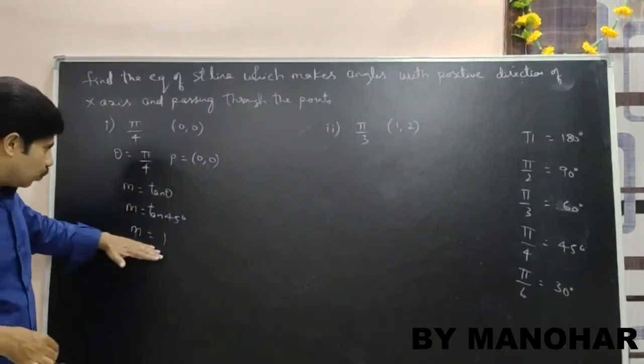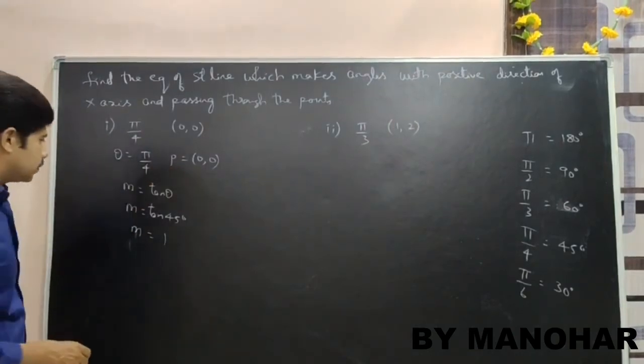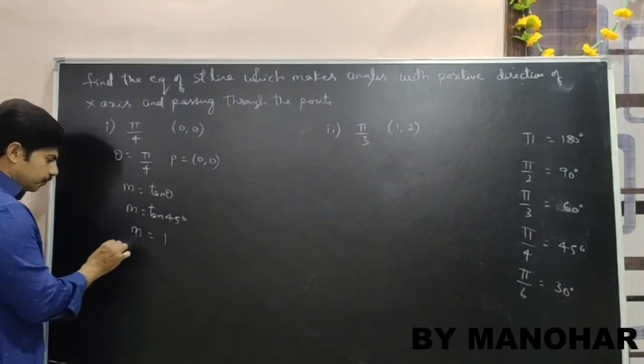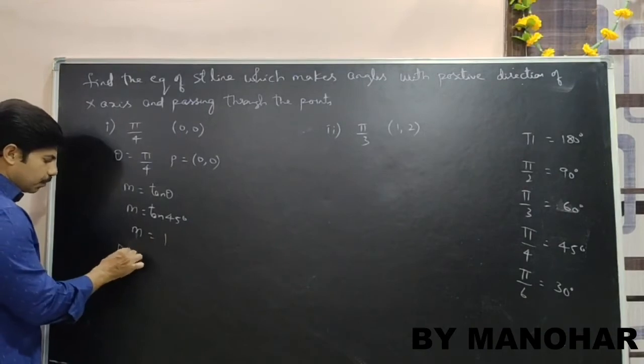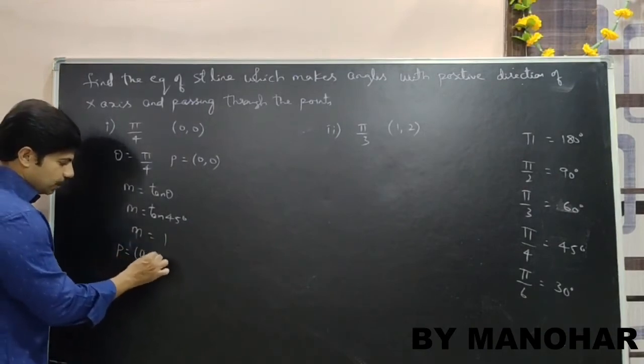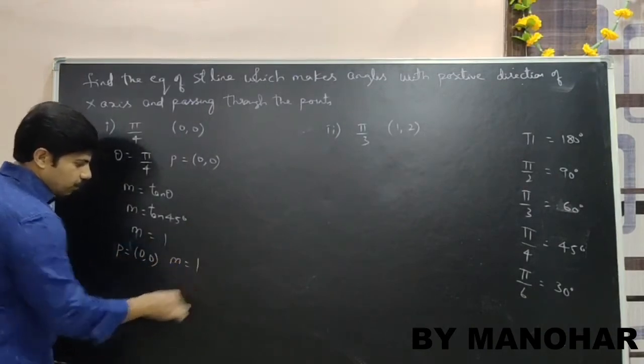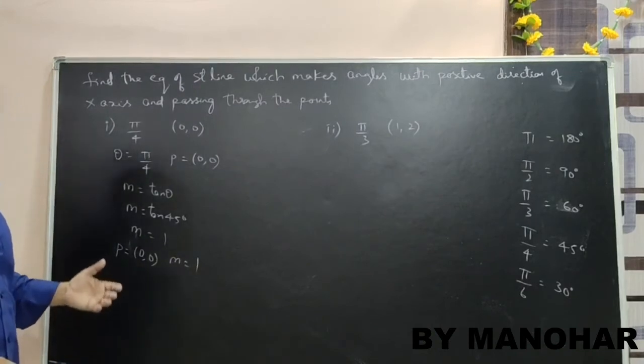Now, we have slope, we have a point, right? So now what I do is see. Now we have a point. What is the point? 0, 0. And what is the slope? We have 1. So we have a point, we have a slope.